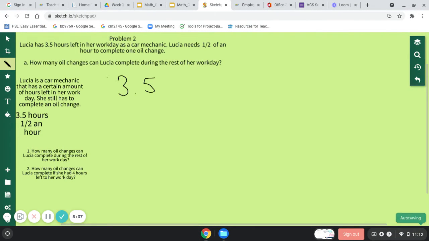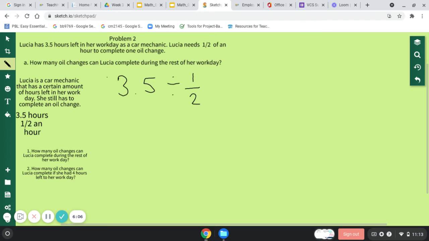And we're going to see how many half hours we can get out of 3.5 hours. So we're going to take 3.5 hours and divide it into halves, and that's going to let us know how many half hours we can make out of 3.5 hours. So we're going to take that 3.5 hours and divide it by a half.